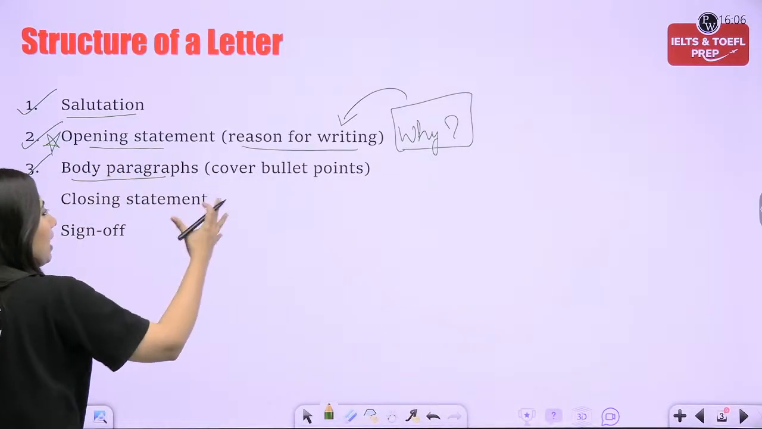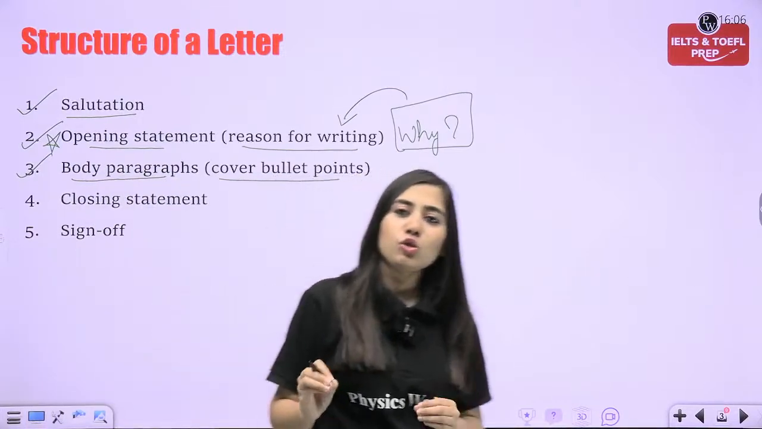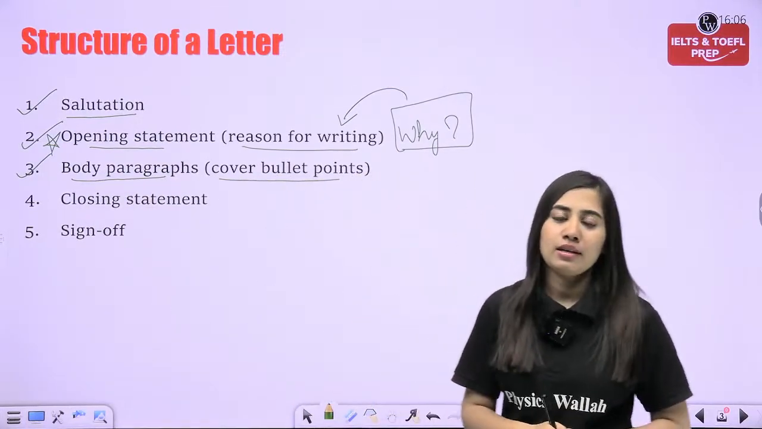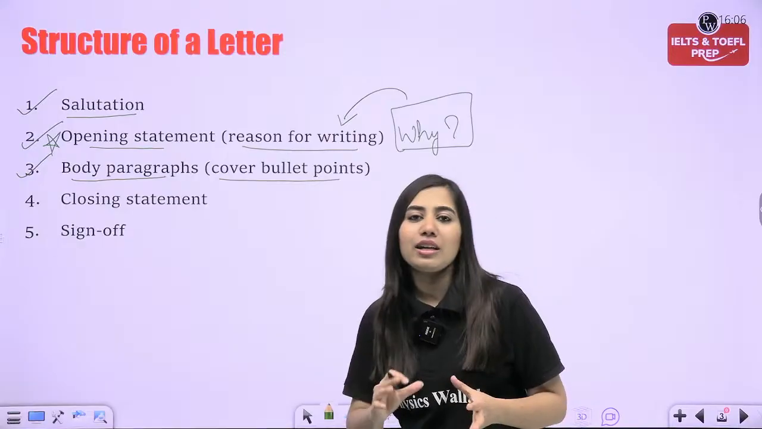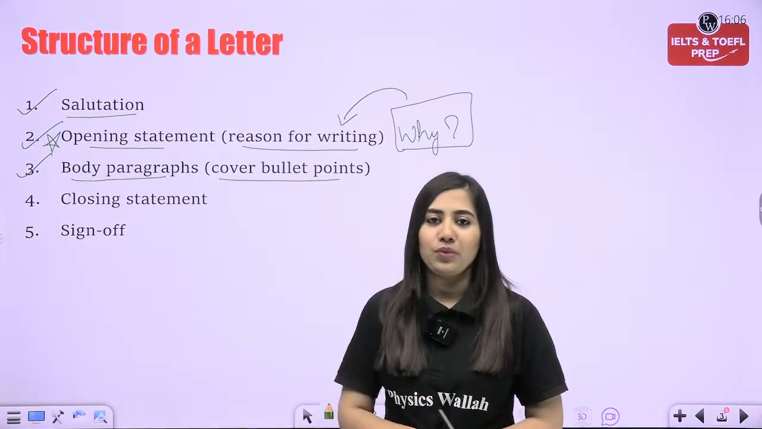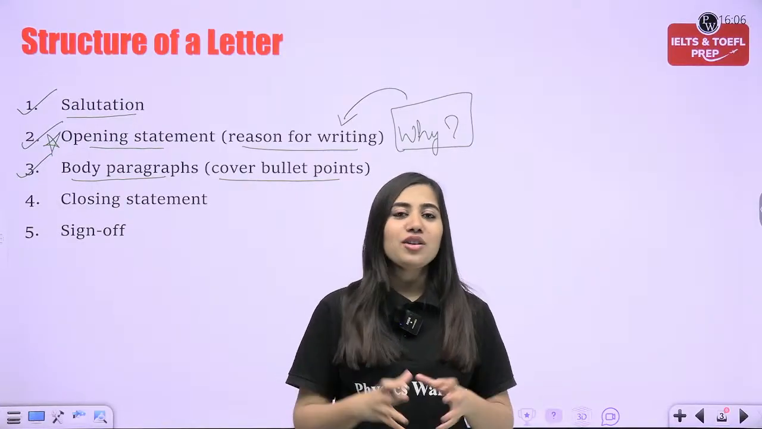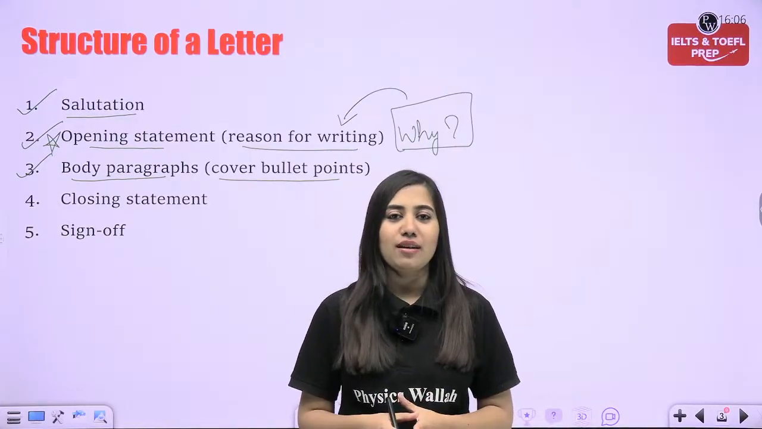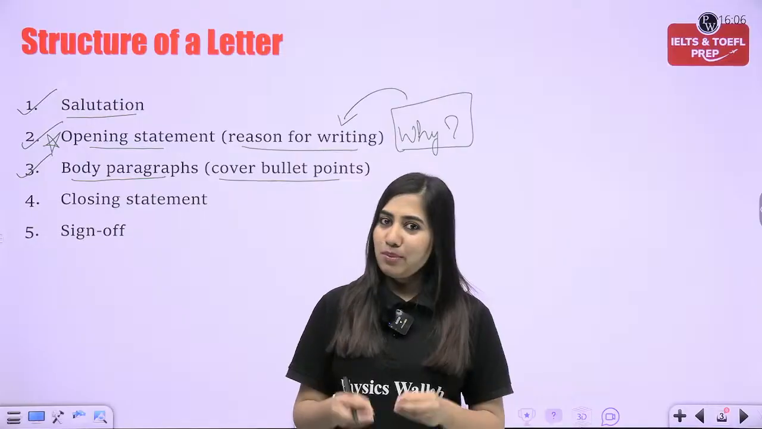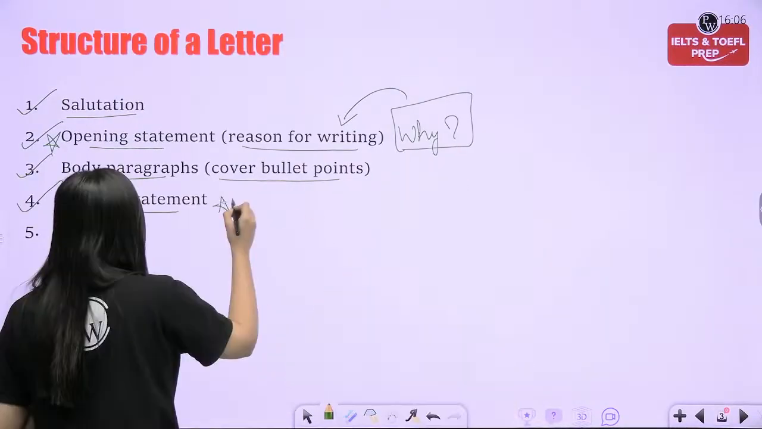These are the body paragraphs which will cover all your bullet points. So in your question, you are going to have 3 bullet points. When I say bullet points, if you remember your speaking section, part 2, you have the cue cards in that. In the cue cards, you have the prompts written over there, right? So when I say prompts, I only mean some questions which you have to answer.